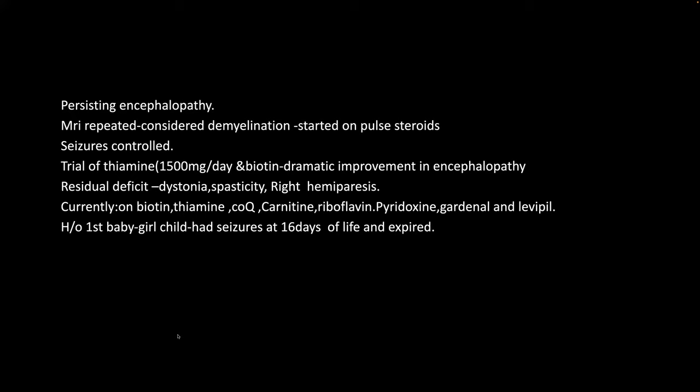Considered as demyelination, he was started on pulse steroids. Seizures were controlled, but encephalopathy persisted, and on revisiting the MRI findings, we gave a trial of thiamine at a high dose, 1,500 mg per day, and biotin, following which his encephalopathy drastically improved. But he still has waxing and waning of his GCS. The seizures are controlled, but he has significant dystonia, spasticity, more on the left side, but hemiparesis on the right side. Currently he is on anti-seizure medications, Gardenal, levetiracetam, and pyridoxine was started outside. He has been started on biotin, thiamine, CoQ, carnitine, and riboflavin as well. And his CSF, I think it's coming in the next slides, is normal.